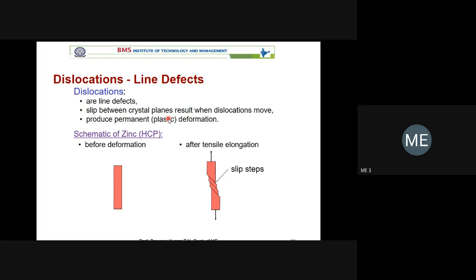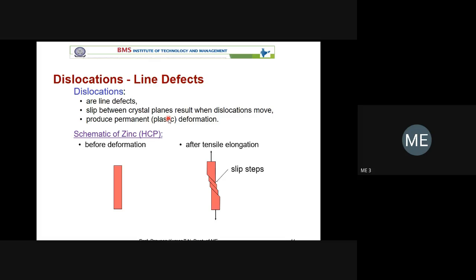Slip between crystal planes. Crystal plane, you are familiar, the 1, 1, 1 plane. The 1, 1, 1 plane means the x-axis 1, which you already marked, the y-axis you have marked, and the z-axis you have marked. Taking the unit distance on the x-axis, y-axis, and z-axis, you will get 3 points. If you join those 3 points, it will become a triangle.